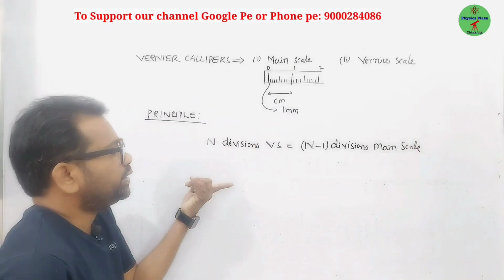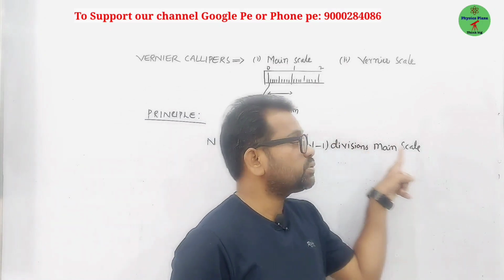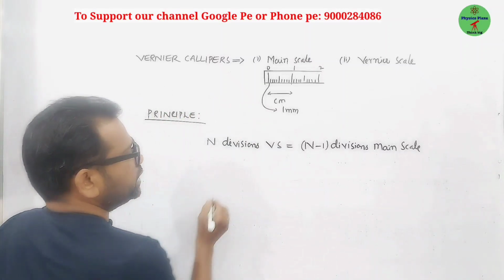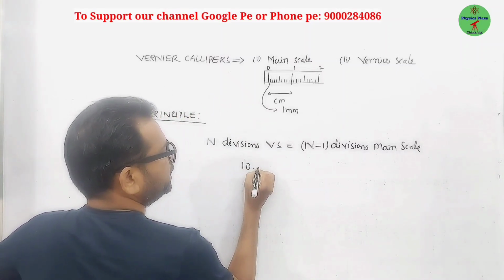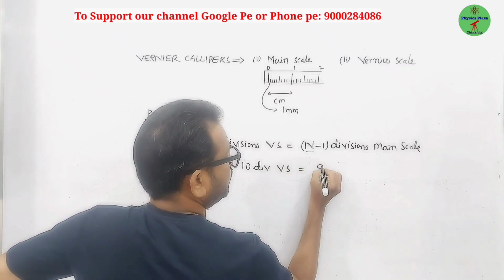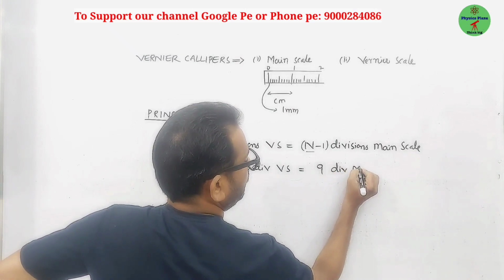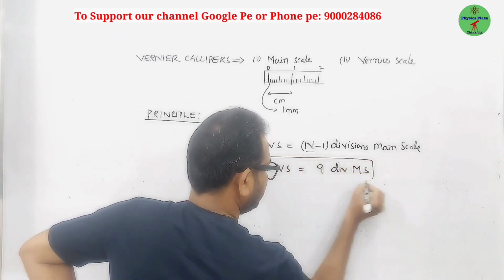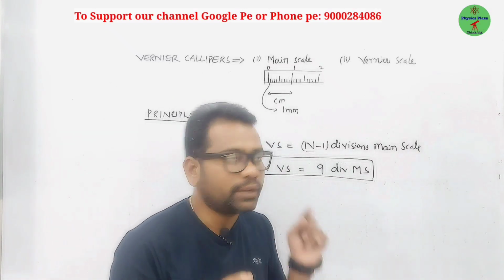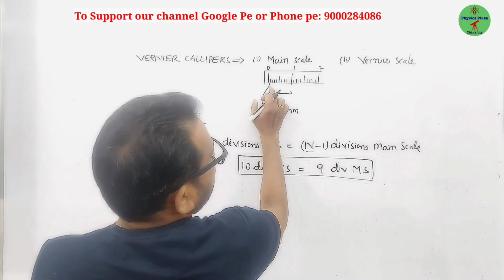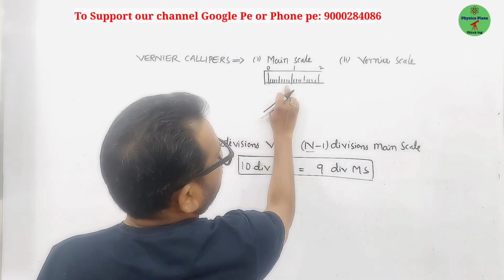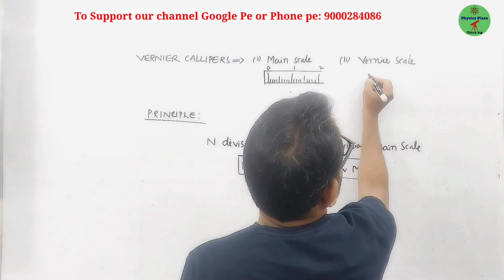So here n divisions of the vernier scale are equal to n minus 1 divisions of the main scale. What does it mean? For suppose, dear children, 10 divisions of the vernier scale are equal to 10 minus 1, that is 9 divisions of the main scale. Very important. How to understand this? I'll tell you. In 1 centimeter, how many millimeters are there? 10 millimeters are there.